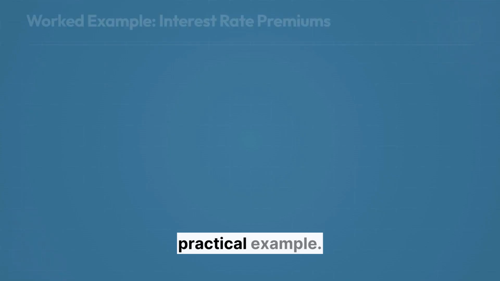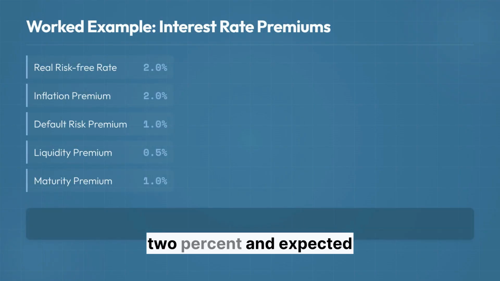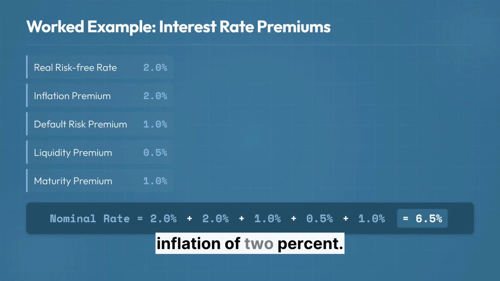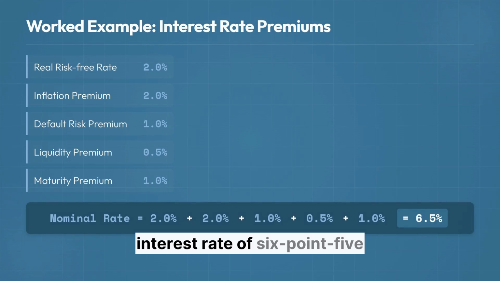Let's look at a practical example. Suppose we have a real risk-free rate of 2% and expected inflation of 2%. To find the nominal rate for a risky bond, we add the premiums, 1% for default risk, 0.5% for liquidity, and 1% for maturity. Adding these up, we arrive at a nominal interest rate of 6.5%.